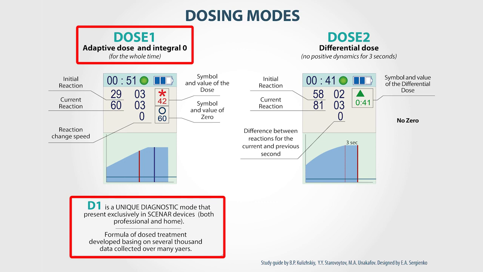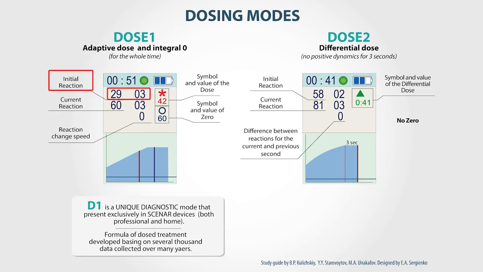The primary expert criterion is the value of reaction. When the electrode is applied to the skin, the value of initial reaction appears and stays on the screen. If we take the device off the skin, this value will remain on the screen. But if we keep it, starting from the second, there will appear another value, which is dynamically changed and called the current reaction. That value of current reaction will change, since the dialogue between the device and the body is a continuous process.